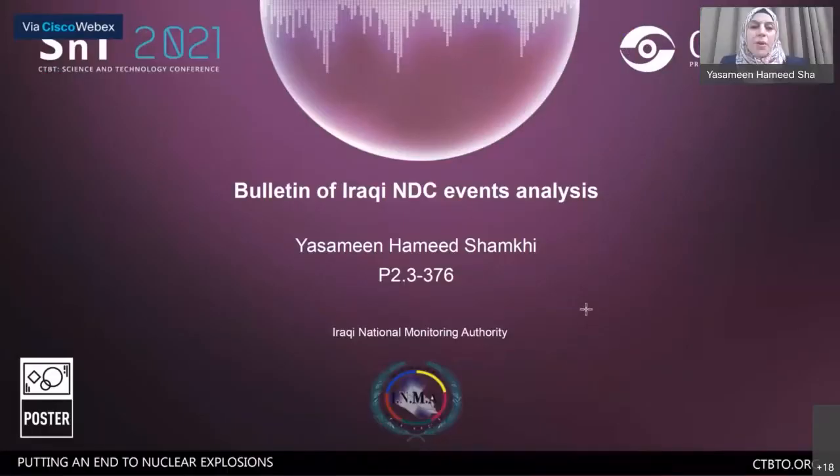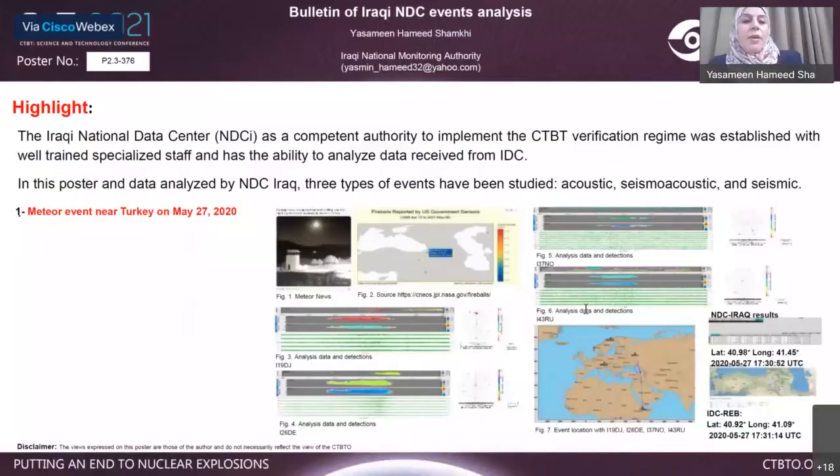I will present about the Bulletin of Iraqi NDC event analysis. In this poster, we used three types of events: acoustic, seismic, and acoustic and seismic. For the first event near Turkey, we used infrasound stations of the IMS, and for the results analysis, we used the DTK-GPMCC software and the view tool with the azimuth location of the event over Turkey.